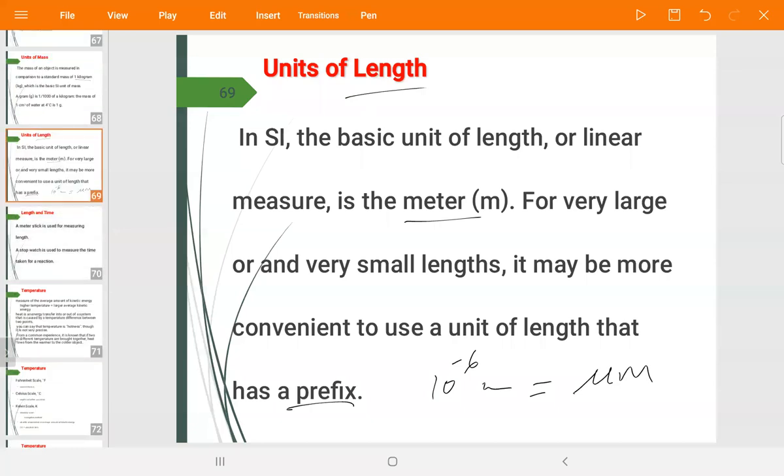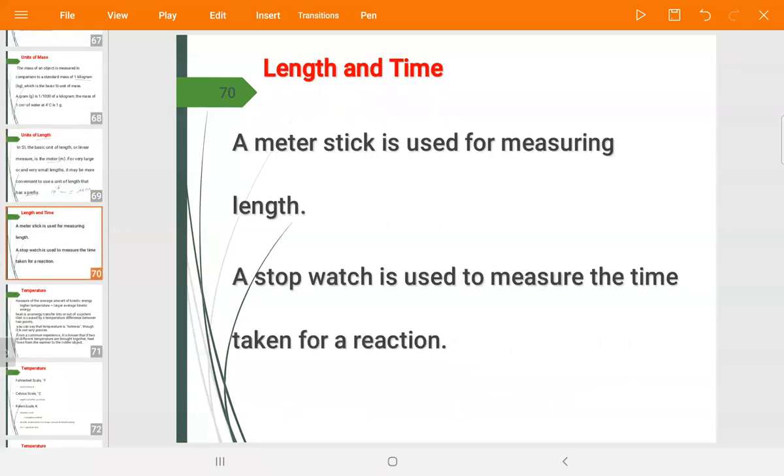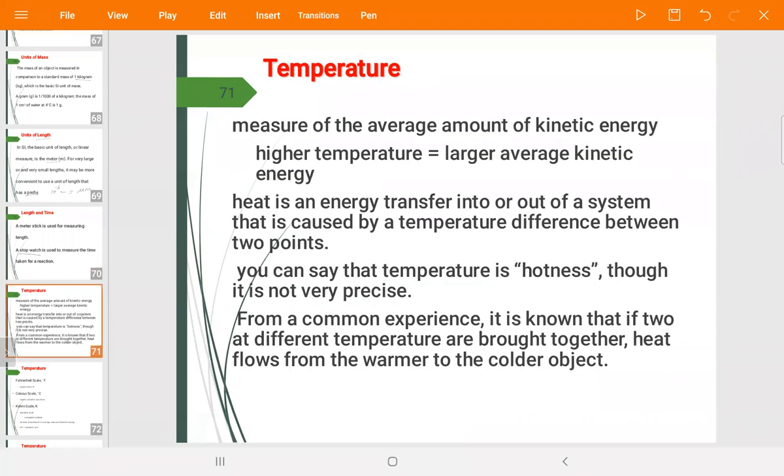All right. Well, in lab, we use a stopwatch to measure the time taken for the reaction. I'm sure you know this. The other important point is temperature. I want you to differentiate temperature from heat. There is a difference between them.